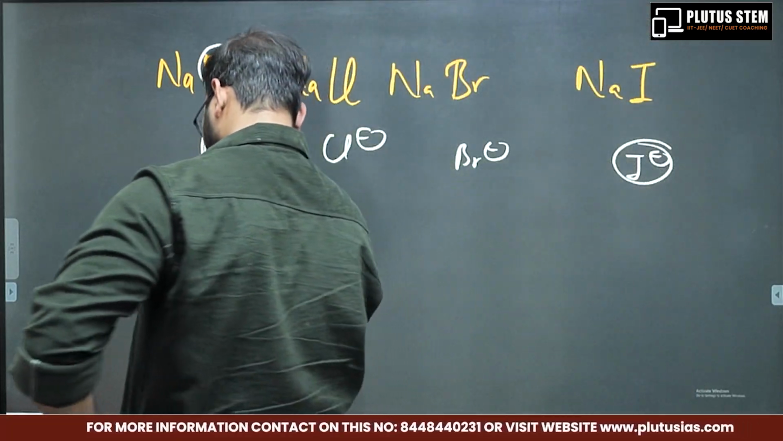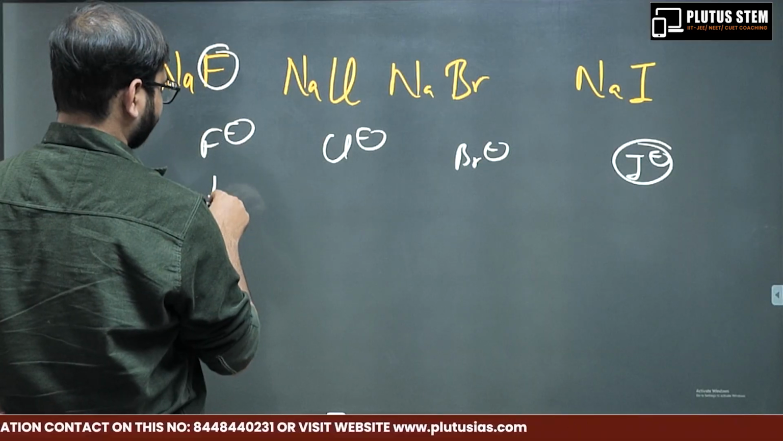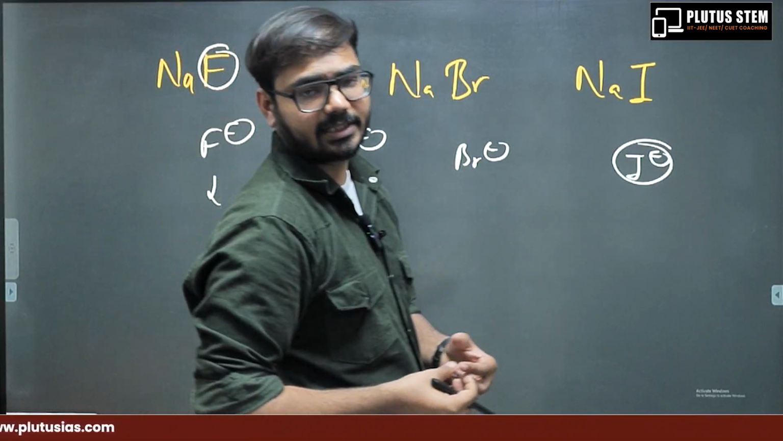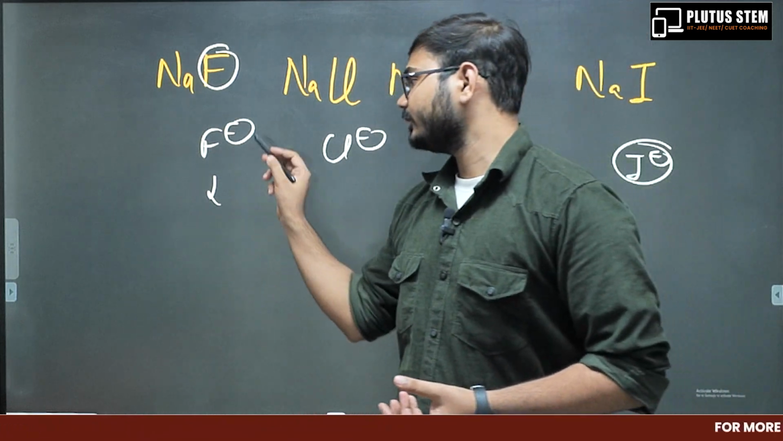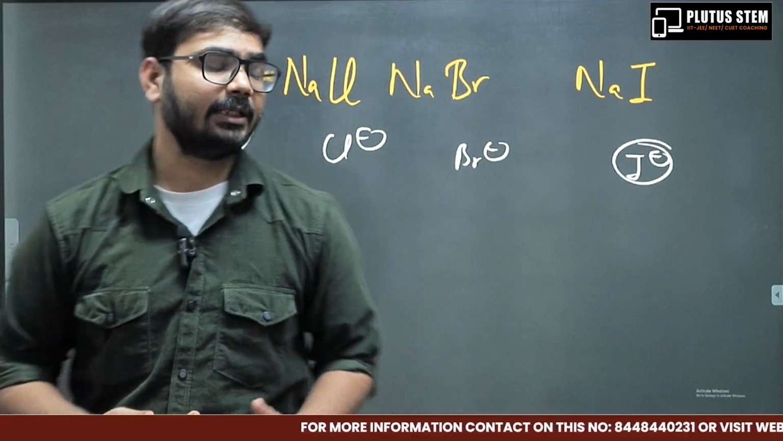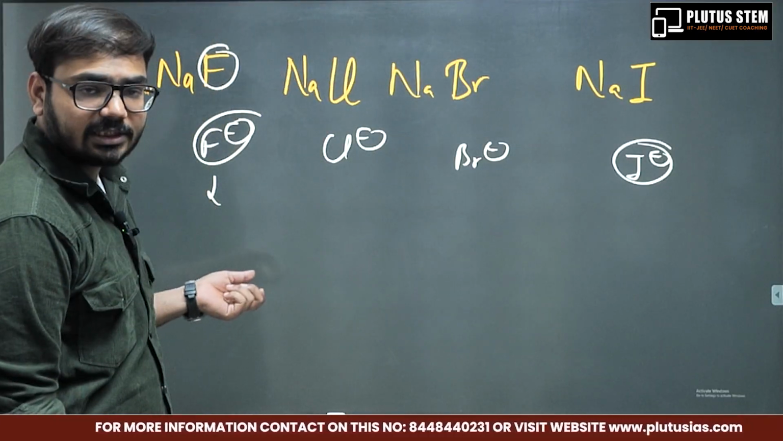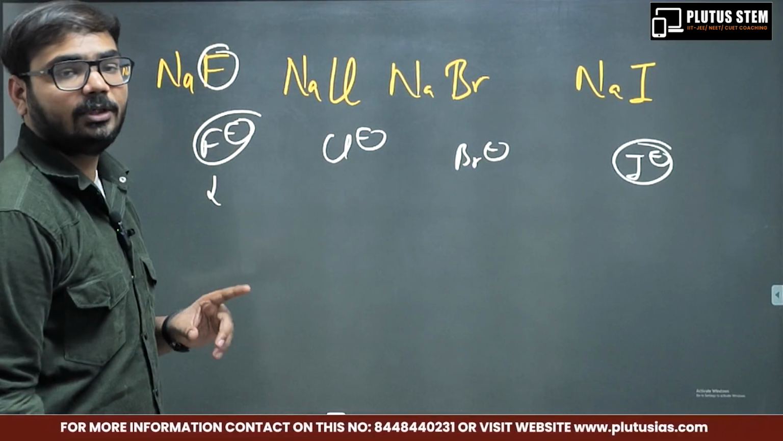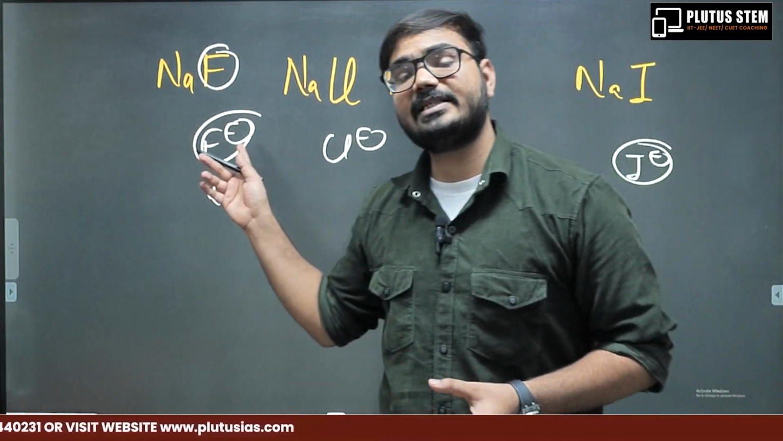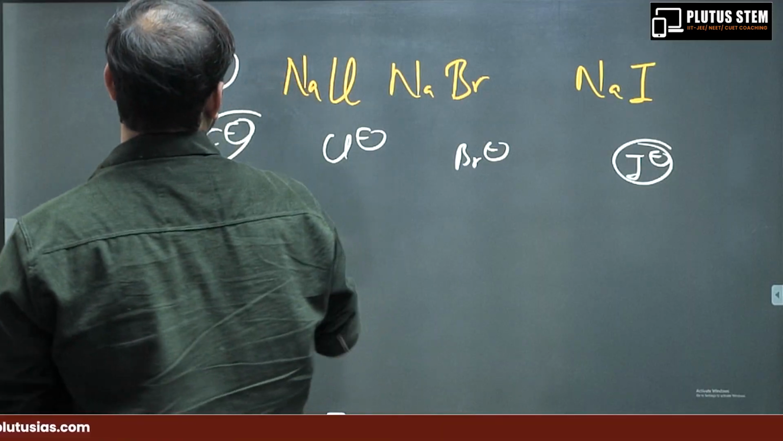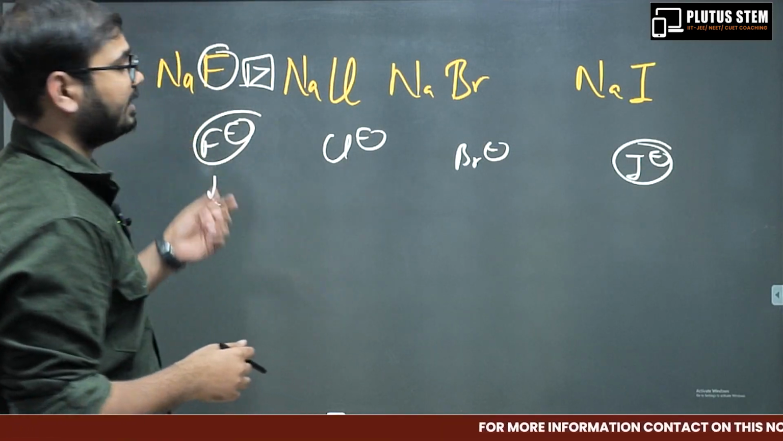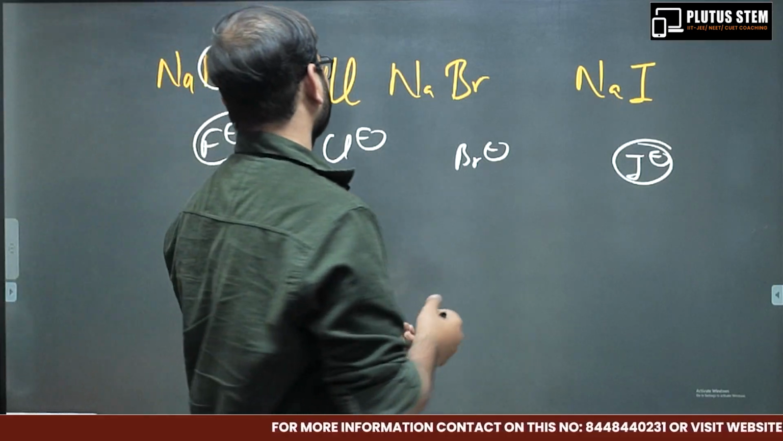Here, in the case of NaF, F minus is one of the smallest anions we have. Because of its very small size, it contains only two shells and has high electronegativity. That means it is most difficult to distort the electron cloud of the fluorine, because its smaller size does not permit the sodium atom to pull away its electron density. So in this case, NaF will have a stronger covalent character. That means it will have the lowest solubility.